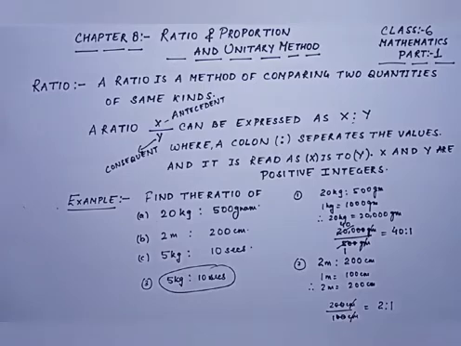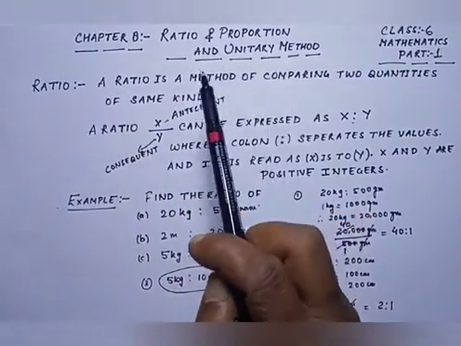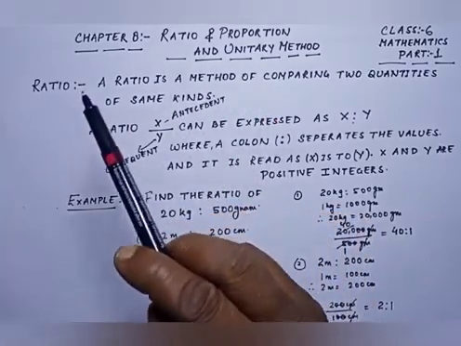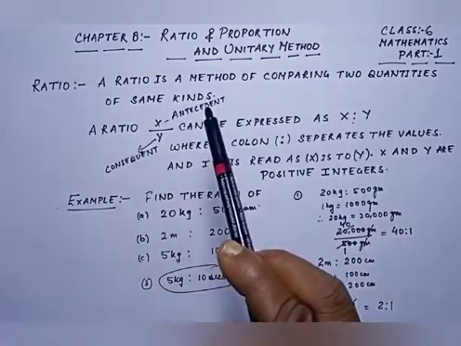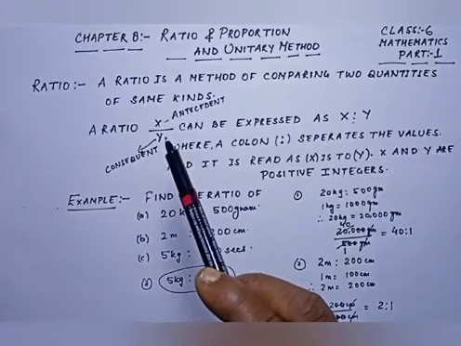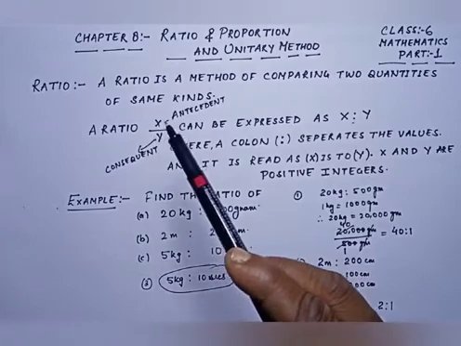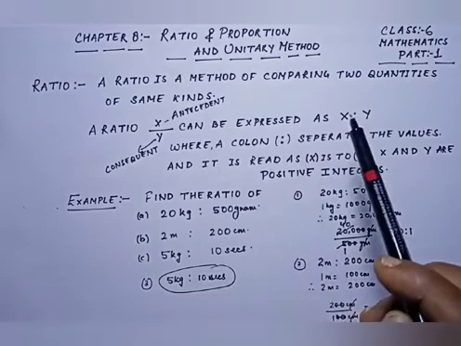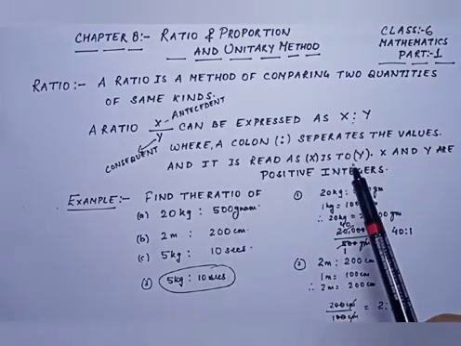Today we are going to start with the first chapter of final term, that is chapter 8, ratio, proportion and unitary method. I hope most of you know what a ratio is. A ratio is a method of comparing two quantities of the same kind. So a ratio can be expressed as x upon y, or x is to y, where this colon sign separates the values and it is read as x is to y.